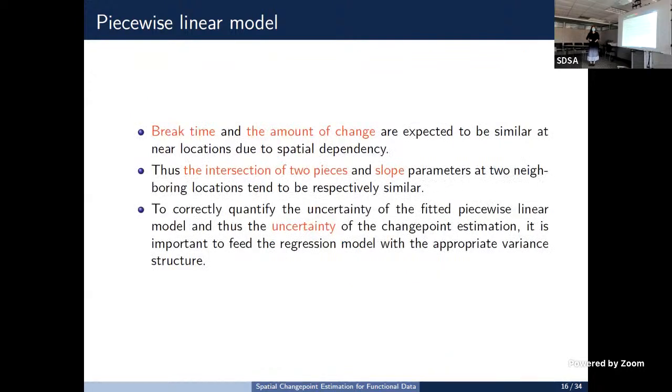Then because we would expect nearby locations to have similar break time, the change point, and also the change function. In our piecewise linear model, the break time is modeled by the intersection of these two pieces, and the amount of change is modeled by the slope parameters. So we would expect these two parameters to be similar when the locations are nearer. This is for the mean part of the Y process. For the variance part, we will just use the theoretical result, the complicated form.